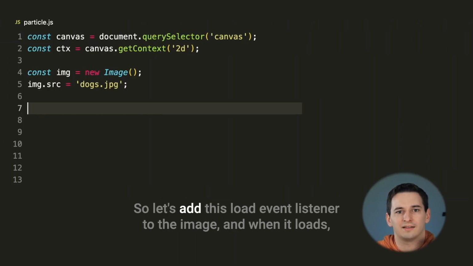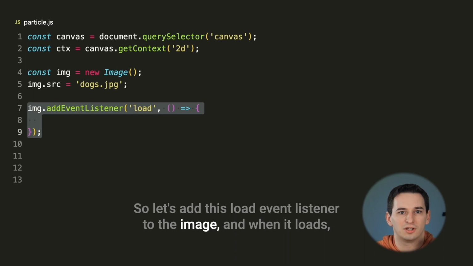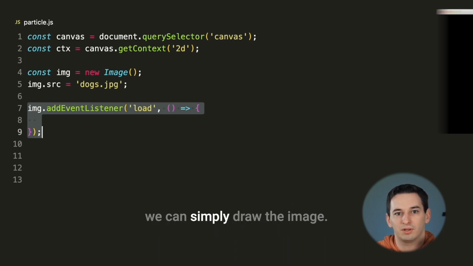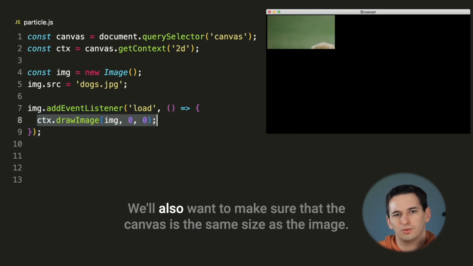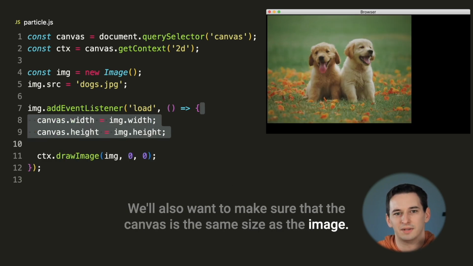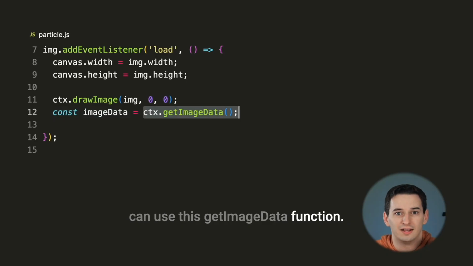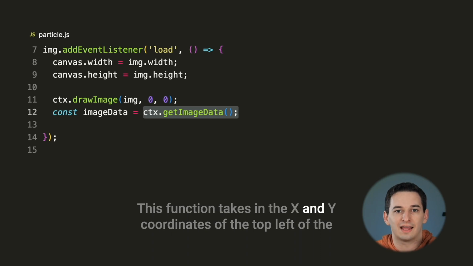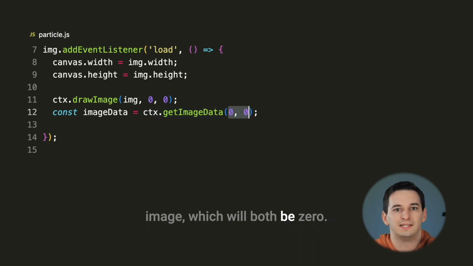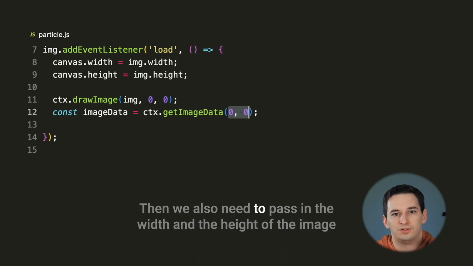So let's add this load event listener to the image. And when it loads, we can simply draw the image. We'll also want to make sure that the canvas is the same size as the image. And now to actually get the data out of the image we just drew, we can use this getImageData function. This function takes in the X and Y coordinates of the top left of the image, which will both be 0. Then we also need to pass in the width and the height of the image.